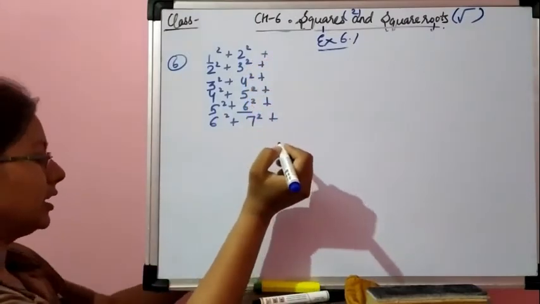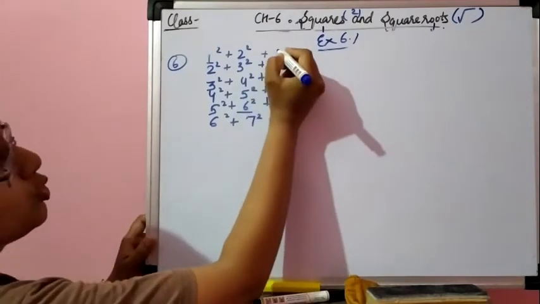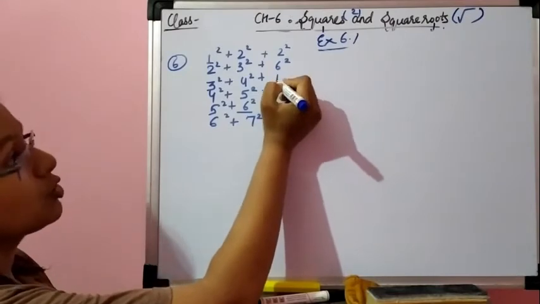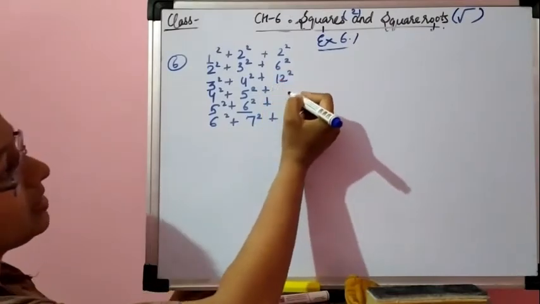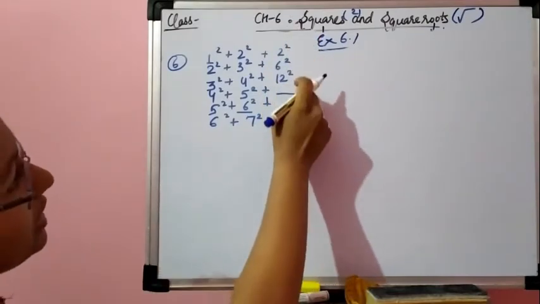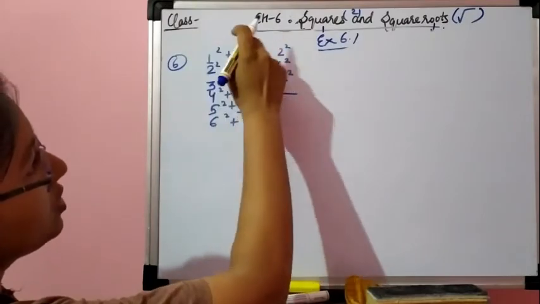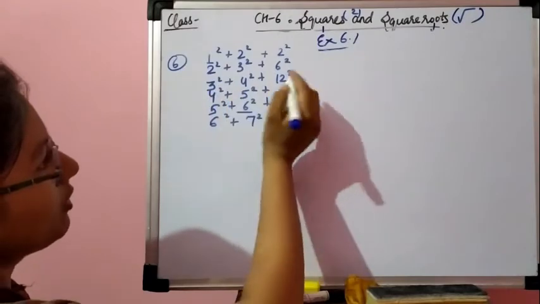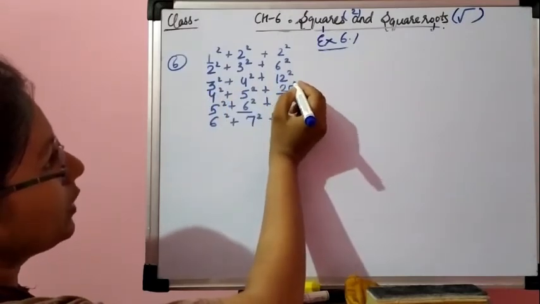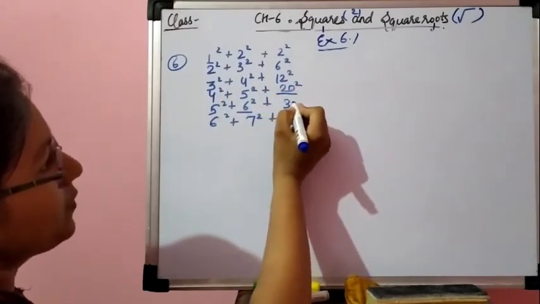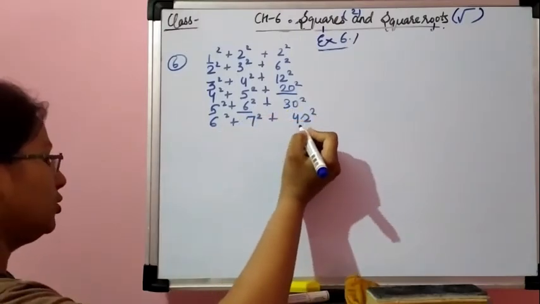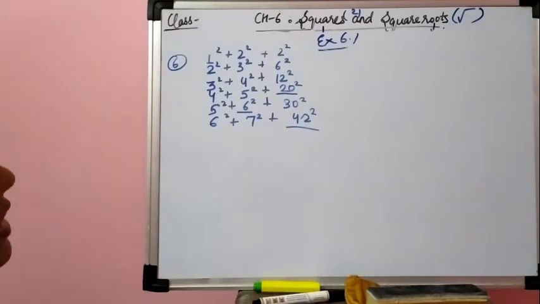Now in this, the next numbers are written 2 square, 6 square and 12 square, and next is blank. Now how are this 2, 6 and 12 coming? 1 2s are 2, 2 3s are 6, 3 4s are 12. So it will be 4 5s are 20 square, 5 6s are 30 square, 6 7s are 42 square. So in this way we can fill this column.